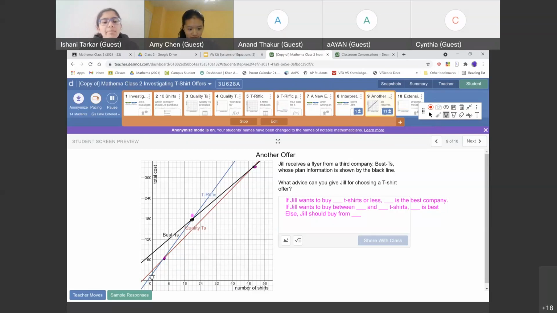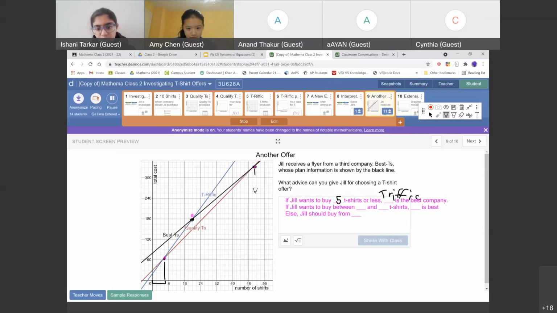So we can see that up until 5, so when X is 5, when she's buying 5 shirts or less, that shows Terrific is the best option. So we can write that on the right. If Jill wants to buy 5 t-shirts or less, then Terrific.